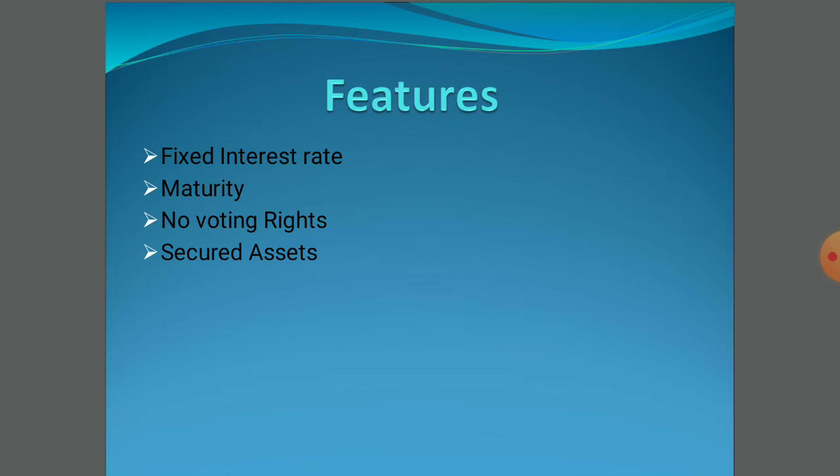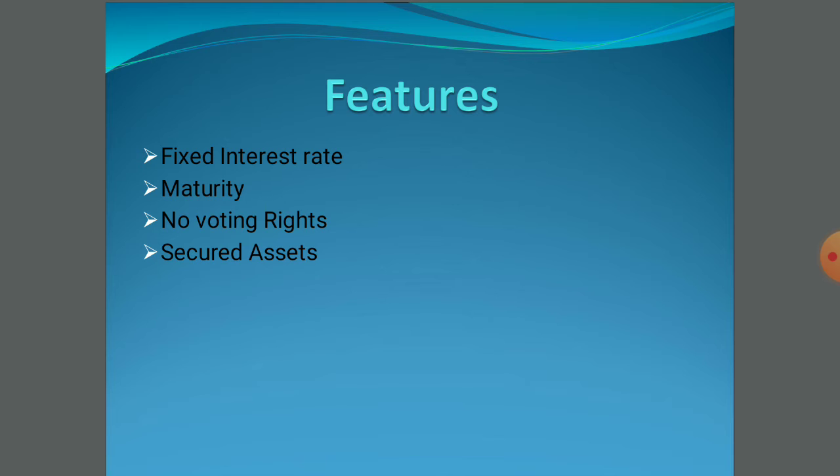The next feature is that they don't carry any voting rights. As we have previously seen in the case of equity shares, equity shareholders are the real owners of the organization and they have voting rights. But debentures don't carry any voting rights. So debenture holders cannot interfere in the working of management or attend the annual general meeting.